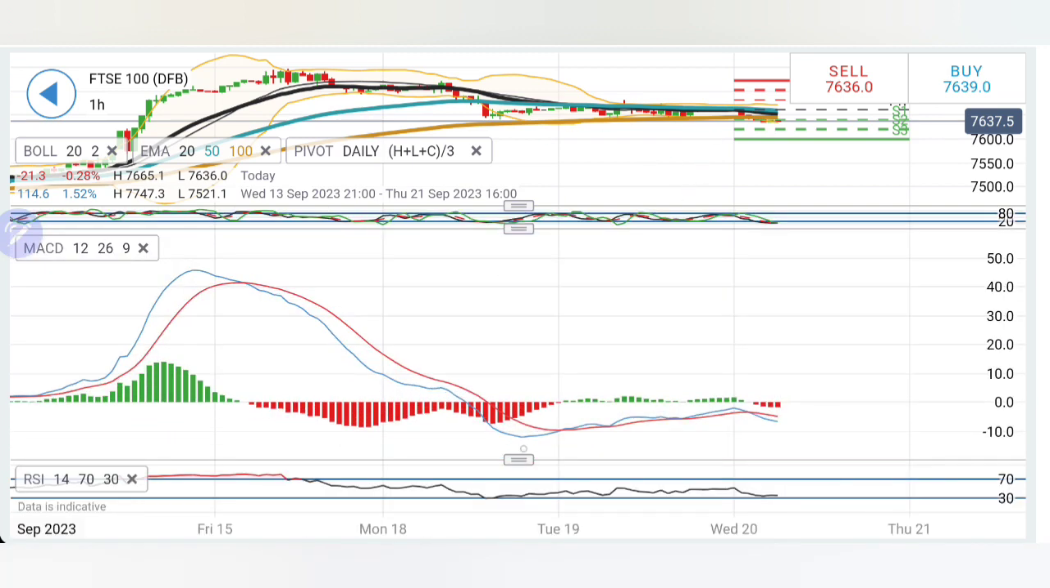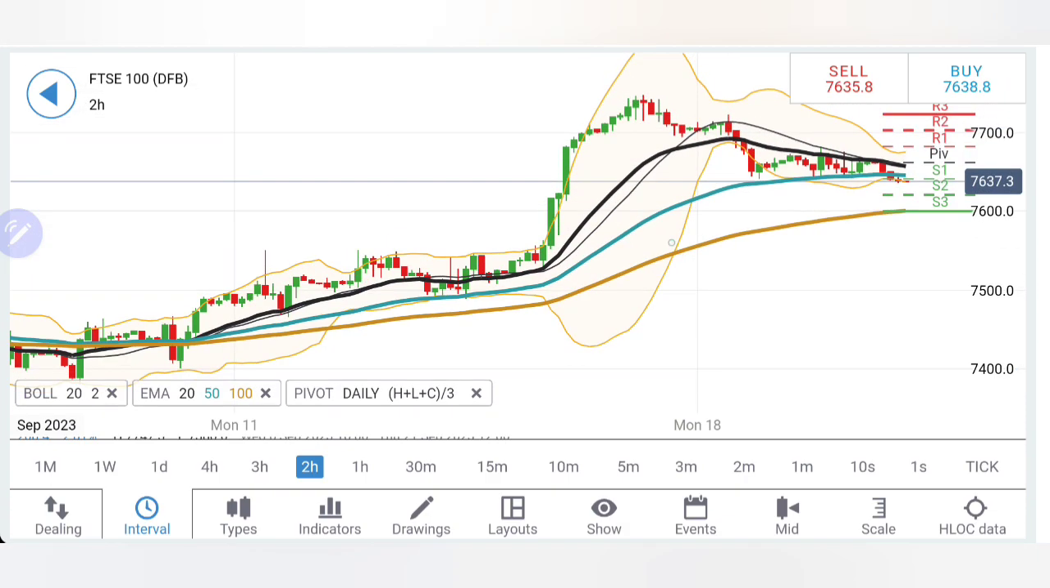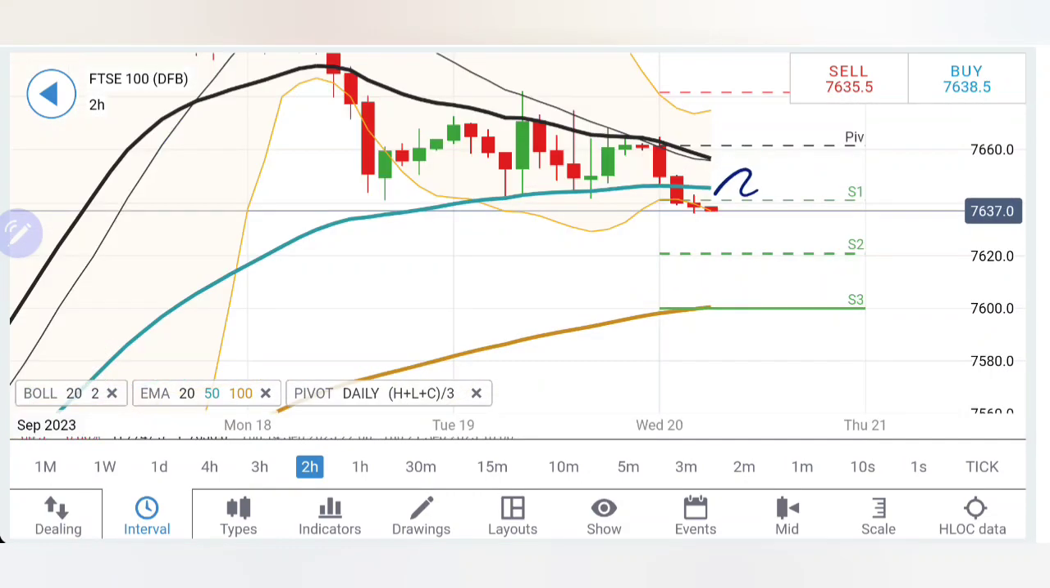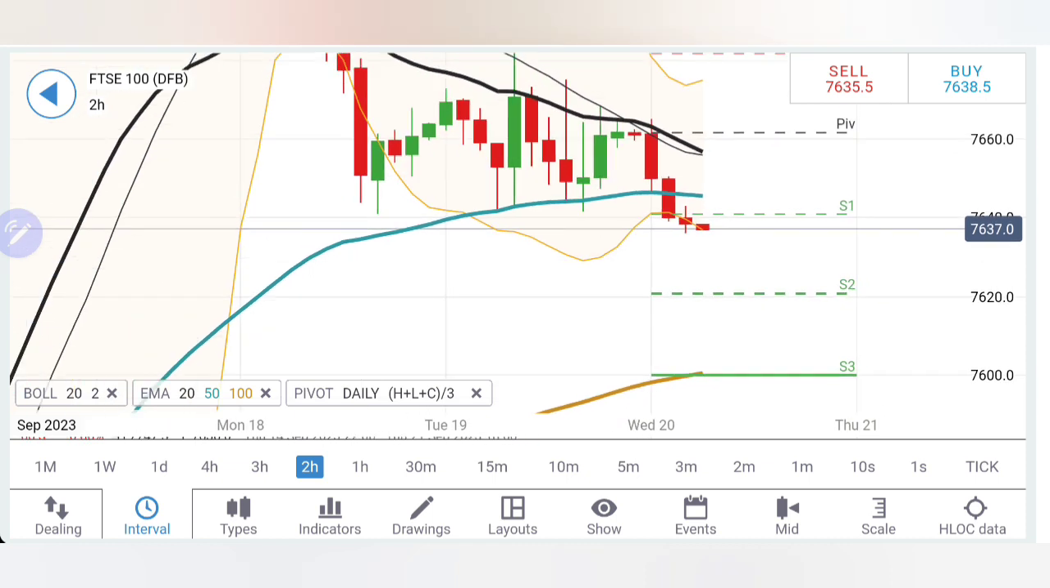Stochastic is oversold here. MACD has crossed over for sell. RSI is also near the bottom. Coming to the 2-hour charts, you can see the candle size diminishing here. Right now, it is trying to find a support. Also note that this is trading at the bottom of the Bollinger Band. The bandwidth is expanding. This is increasing bearishness. Below 7630 you can sell, but then 7620, 7600, 7580, 7550 are major support here.